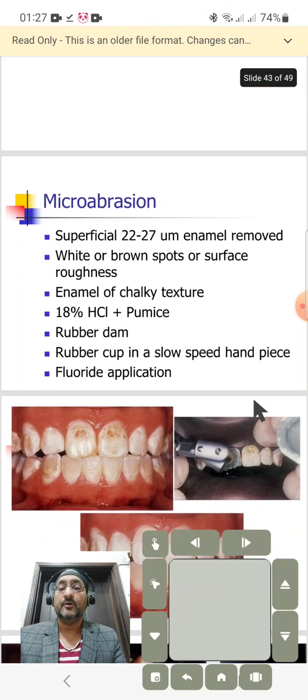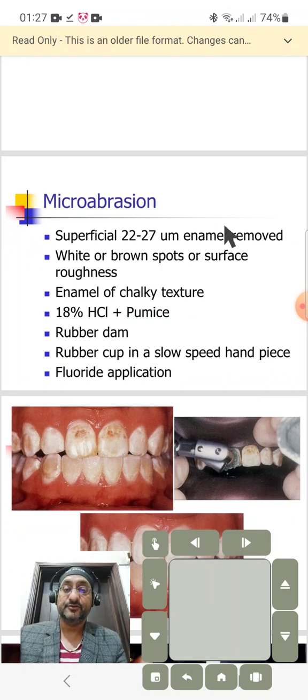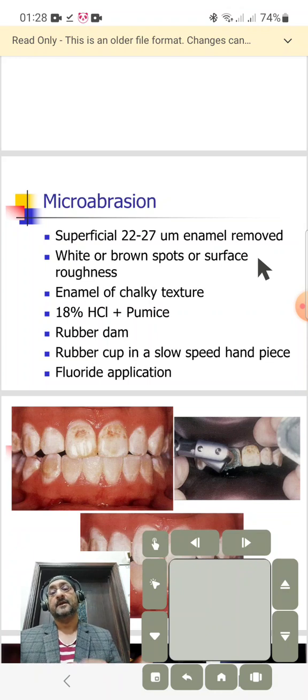Alternative to bleaching is microabrasion. Extensive stains should be dealt with by microabrasion. It removes stains by a physical change. When we talk about bleaching, bleaching is a chemical change. Microabrasion is a physical change. It removes the superficial 22 to 27 micrometers of enamel, treating white or brown spots or surface roughness.